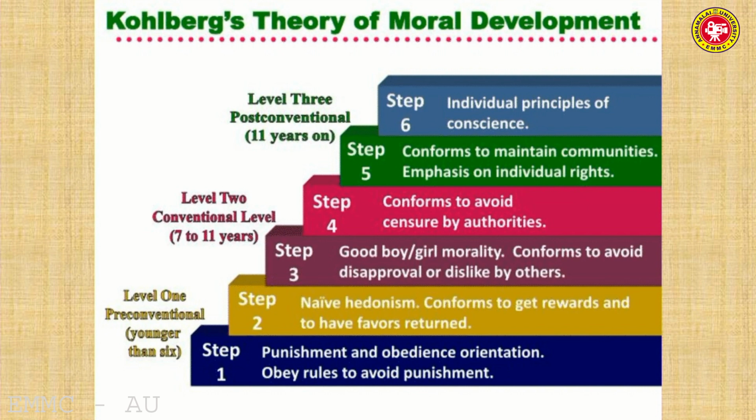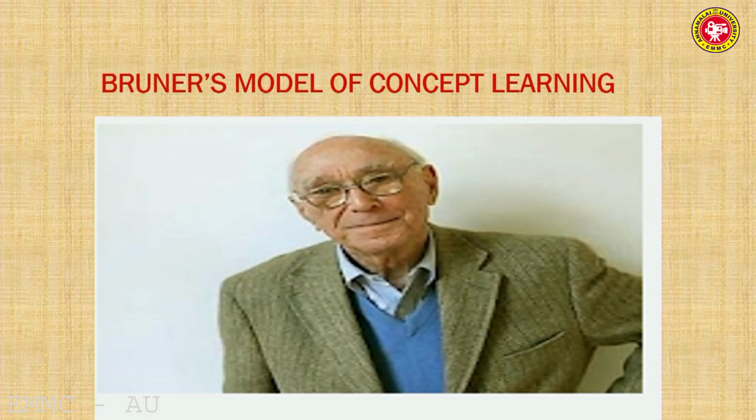Let us see the various steps of Kohlberg's theory of moral development. Step 1, punishment and obedience orientation. Second, naive hedonism. Third, good boy, good girl morality. Fourth, conforms to avoid. Fifth one, conforms to maintain communities. Sixth one, individual principles of conscience. Next theory, Bruner's model of concept learning.